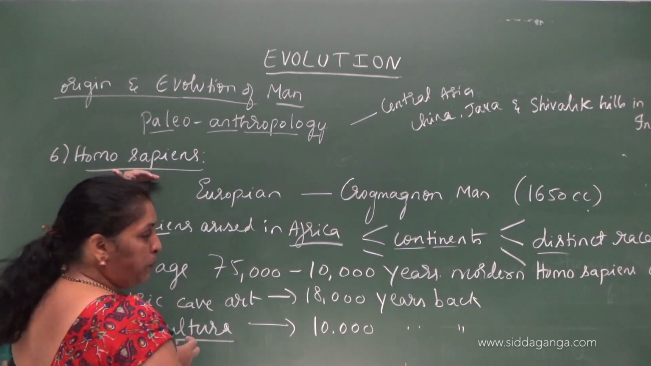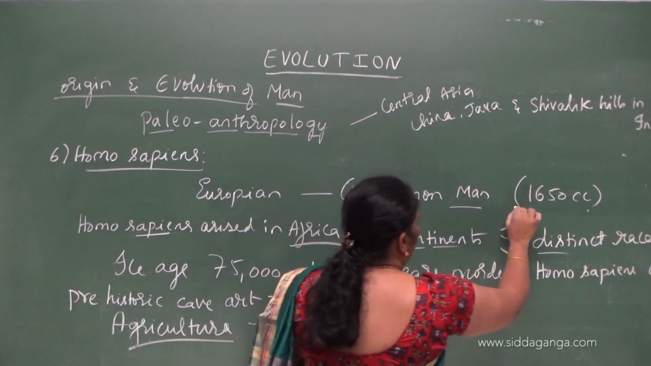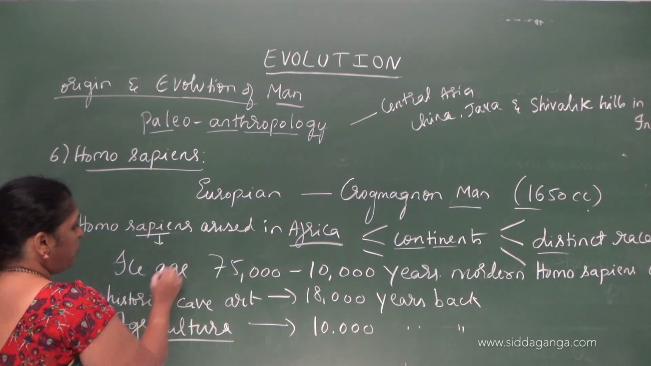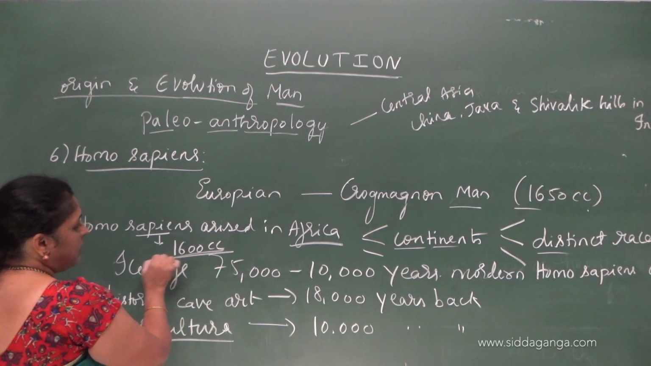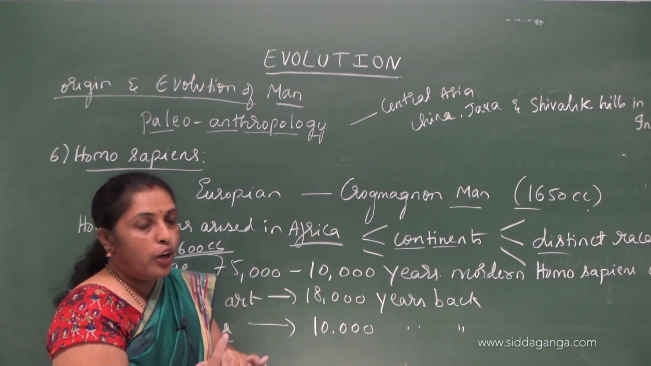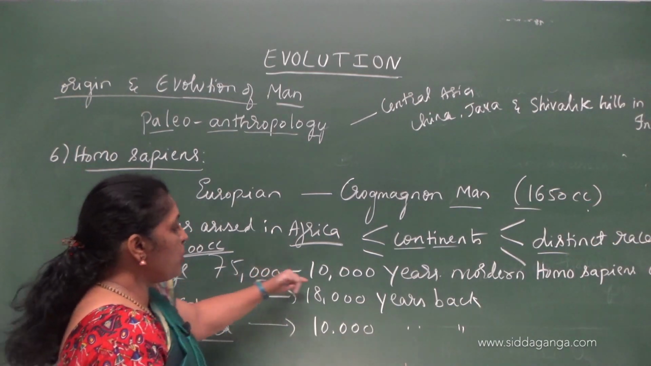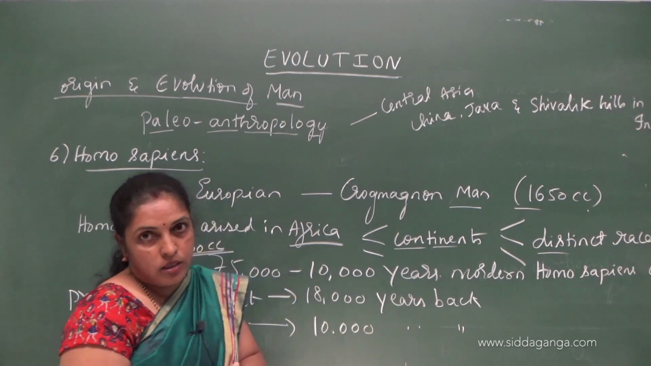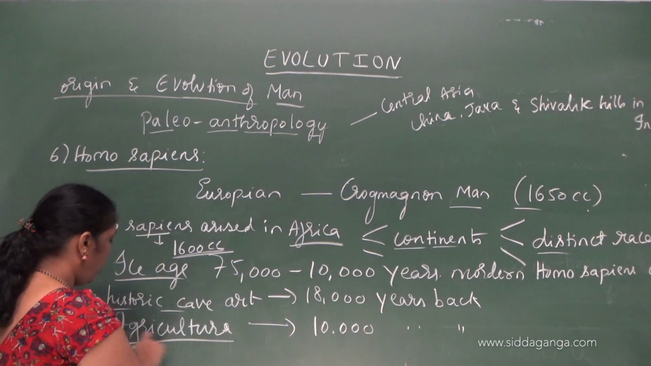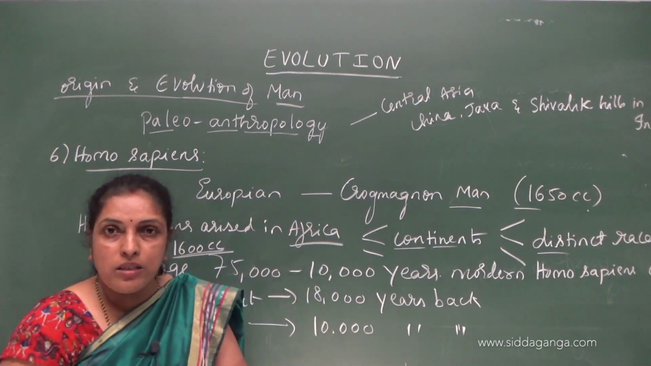So in Homo sapiens, the modern humans in the European region were called Cro-Magnon man. Their brain capacities were 1650 cc, whereas modern Homo sapiens brain capacities were 1600 cc. And these Homo sapiens arose in Africa, moved to different continents and developed into distinct races. So in the Ice Age, between 75,000 to 10,000 years back, modern Homo sapiens arose, and prehistoric cave art developed 18,000 years back, and agriculture came into existence nearly 10,000 years back, and human settlements started.